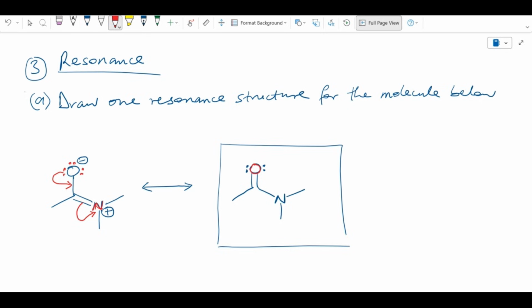We're going to assign negative charge to whichever atom receives or accepts electrons. So negative and positive charge on the same atom will cancel out, so that nitrogen will now have a neutral charge. And since the nitrogen gains electrons, it will have a lone pair.